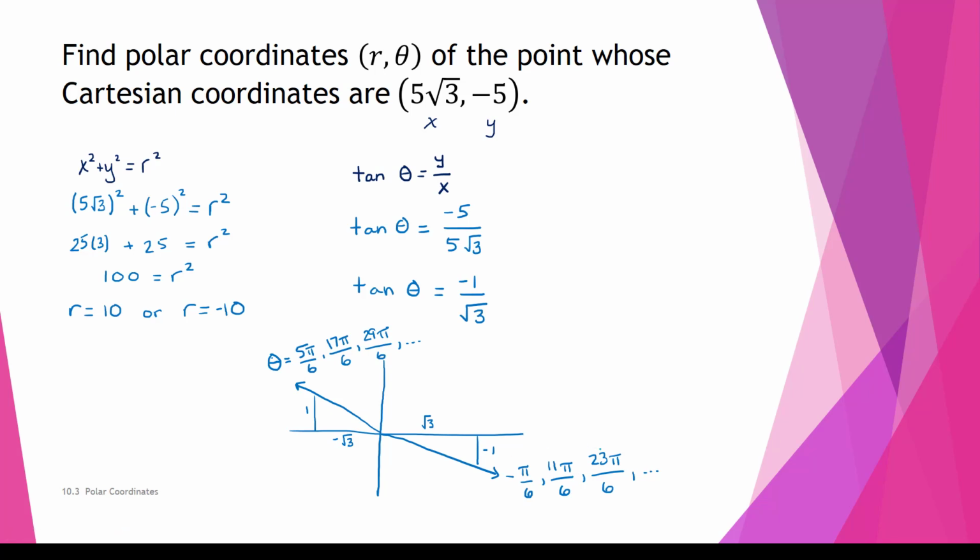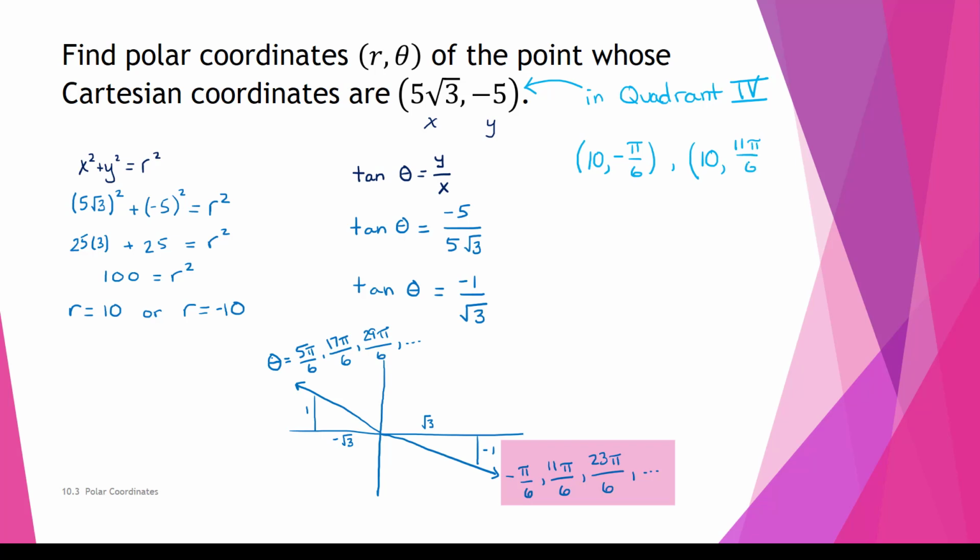So we need to go back to our Cartesian coordinates and recognize that this point is in quadrant 4. So for these quadrant 4 angles, our radius must be positive. So some representations using a radius of +10 are 10, comma, -π/6, or 10, comma, 11 pi/6, or 10, comma, 23 pi/6. And of course, we could keep going using any coterminal angle in place of -π/6.